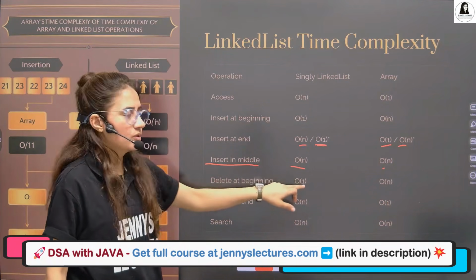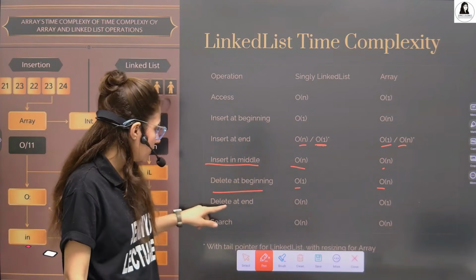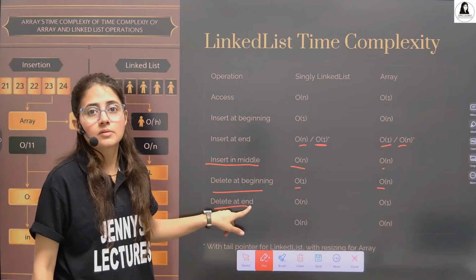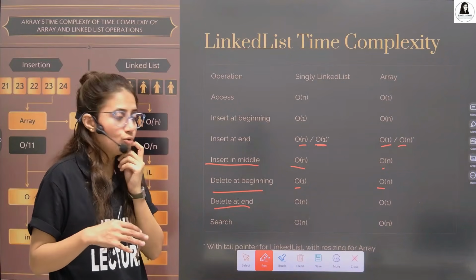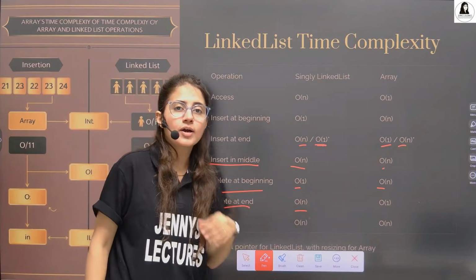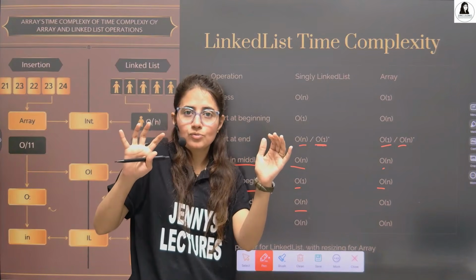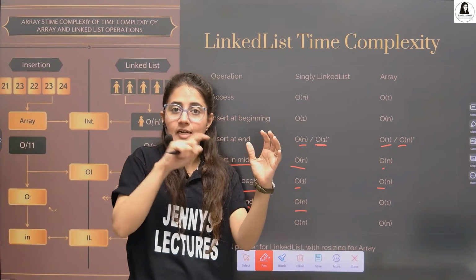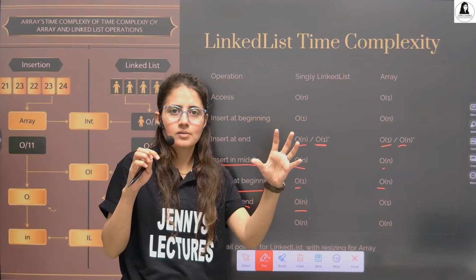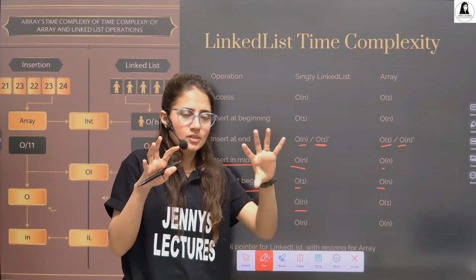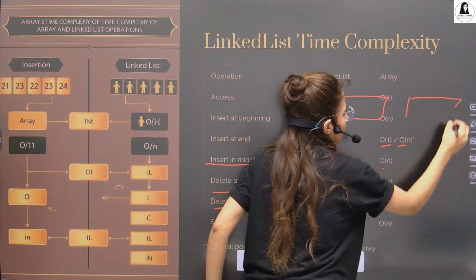Delete at beginning, order of 1, but in arrays shifting is required, order of n. Delete at the end: even if you have a tail, while deleting from the end you require order of n because you have to track the previous element also. The second last, not the last. Because the last element you have to delete. So suppose this is the last element.